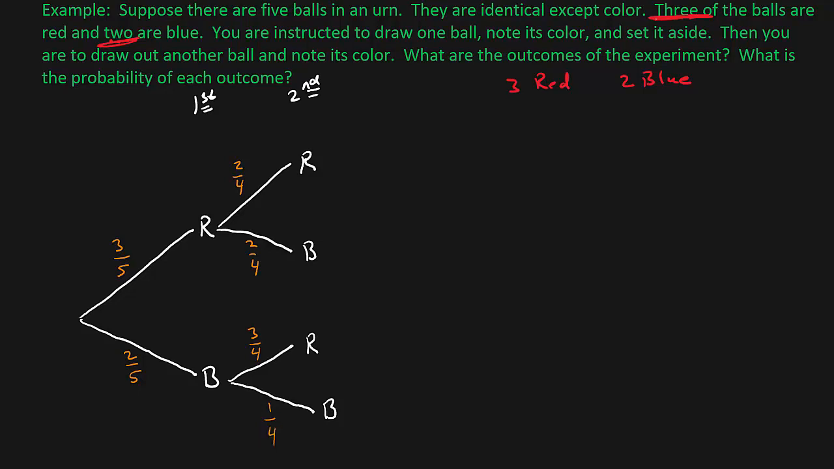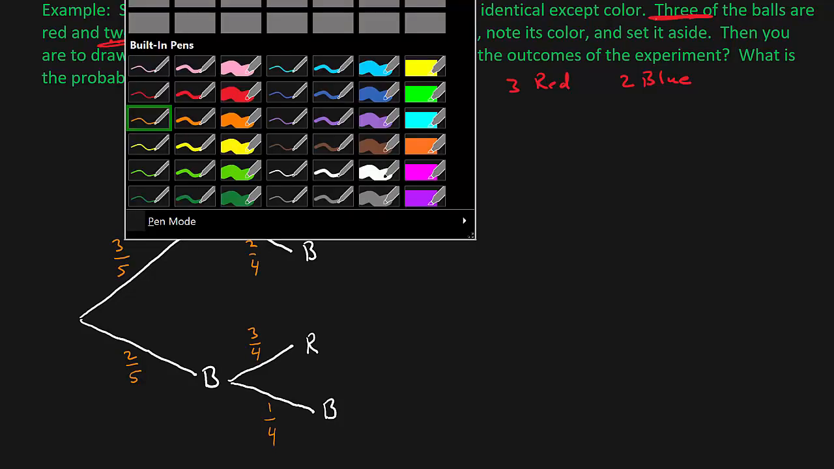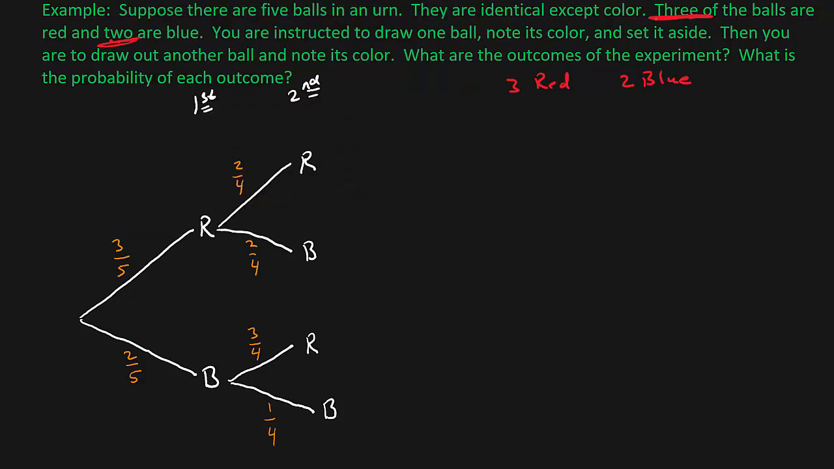So, what would be the probability? Okay, what are they? Red on the first, red on the second. That would equal 3/5 times 2/4. Okay, and that would be 3/10. So that would be that probability.